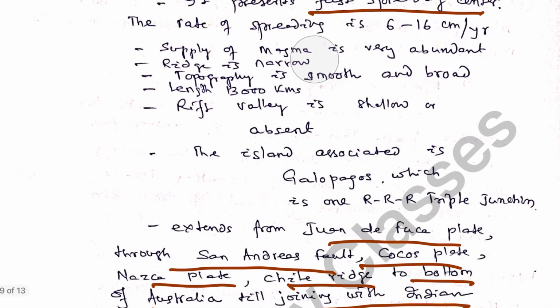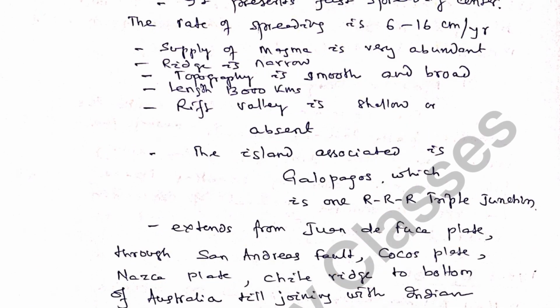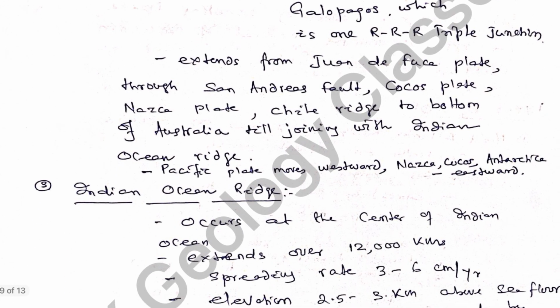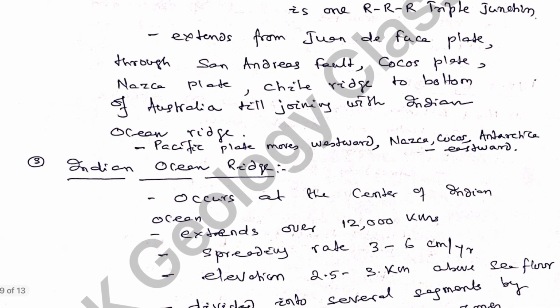So the East Pacific Rise represents a fast spreading ridge, and it is providing a gentle sloping surface. That's why it is known as a rise, extending from California to the extreme south.